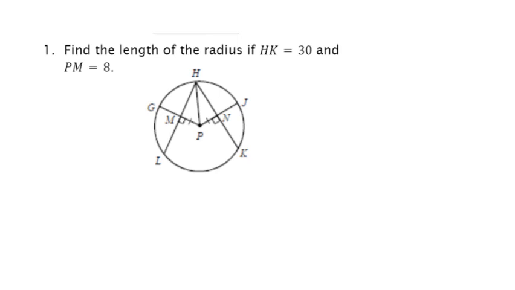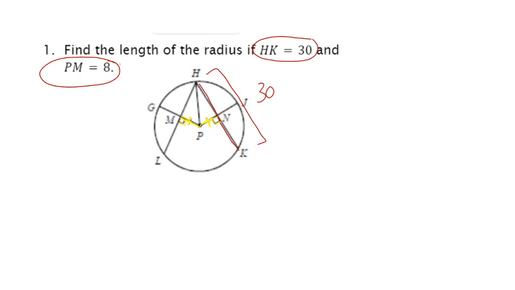So the first example we're going to see says find the length of the radius if HK is 30 and PM is 8. So the first thing we have to do is label our diagram. We see that HK is this segment right here, and they're saying that this is 30. What we also see, using the diagram, is that we have these two distances that are the same, and they create right angles.